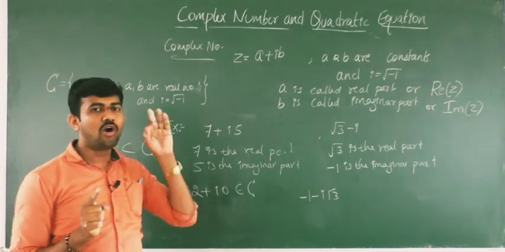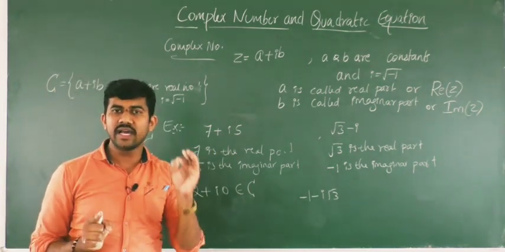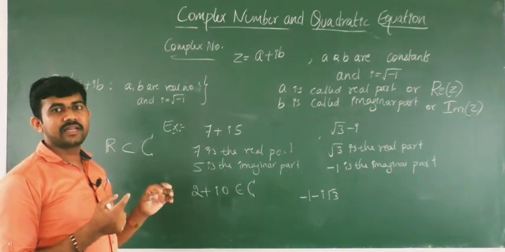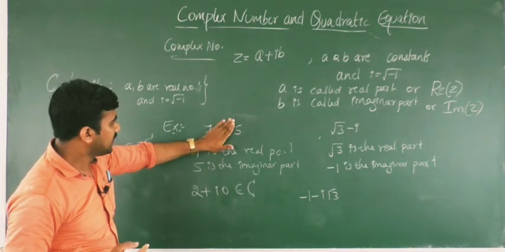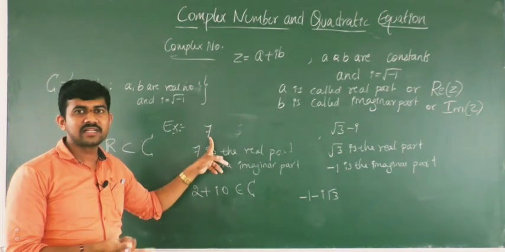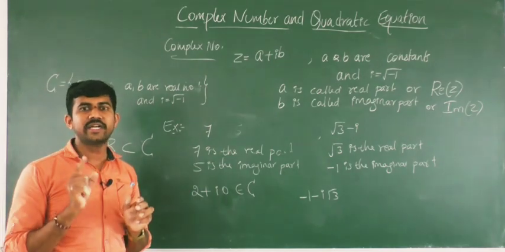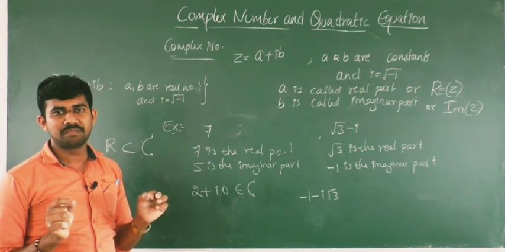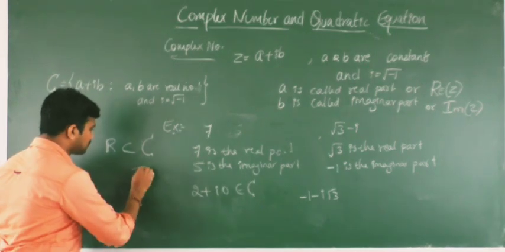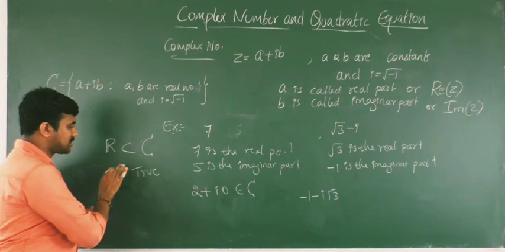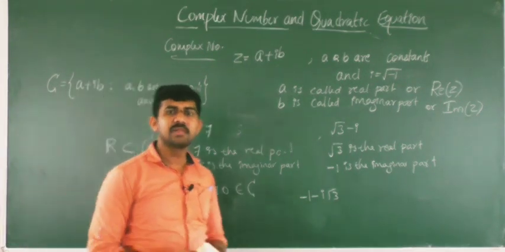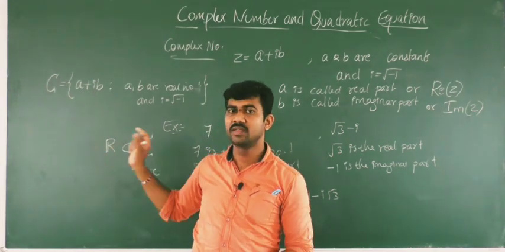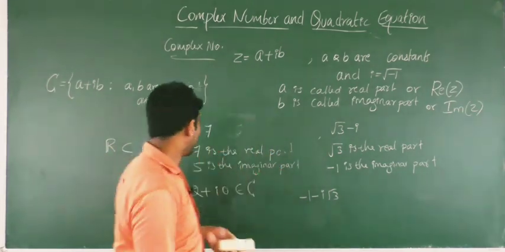So clearly all the real numbers are included in complex numbers, but complex numbers are not included in real. In some cases, a number is clearly complex as well as real; in this case it is included in real numbers also. But the bigger set is what? Complex numbers. Clearly we can say R, the real numbers, is a subset of complex numbers. So which is the biggest number system now? That is complex numbers.